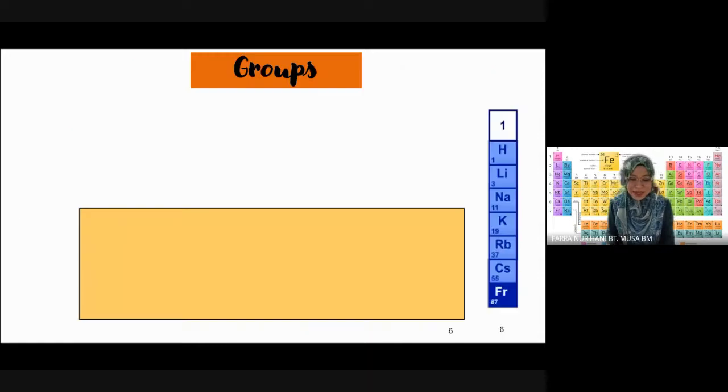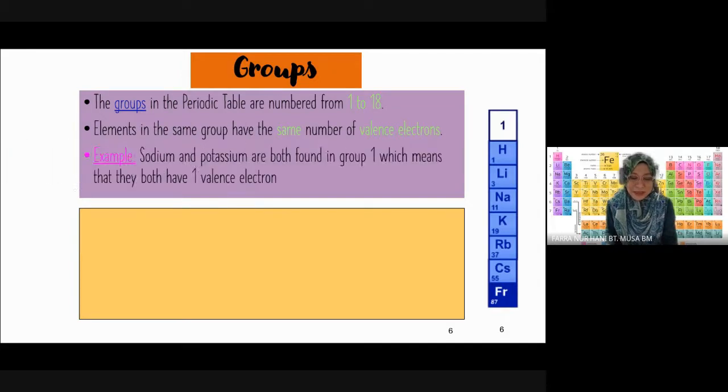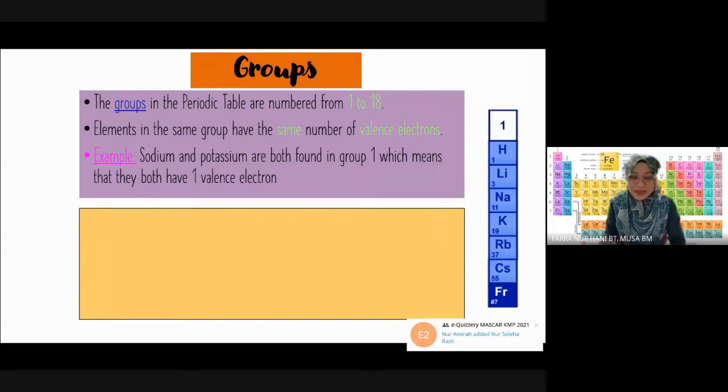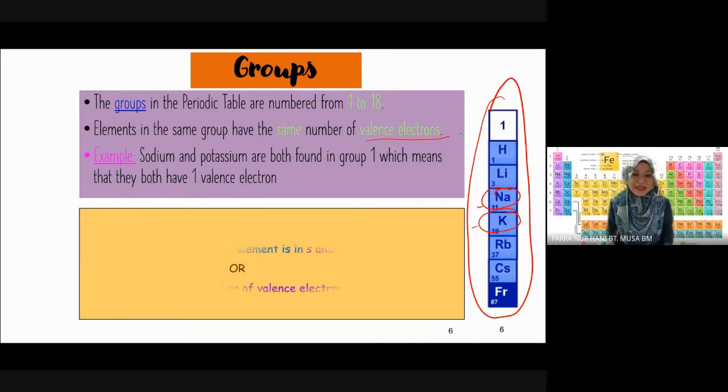We want to predict. So groups, let me go through quickly. They are numbered 1 to 18, as I have told you, and elements in the same group have the same number of valence electrons and the same chemical properties. This is an example of elements in group 1: sodium and potassium. They are both in group 1, which means they both have one valence electron.